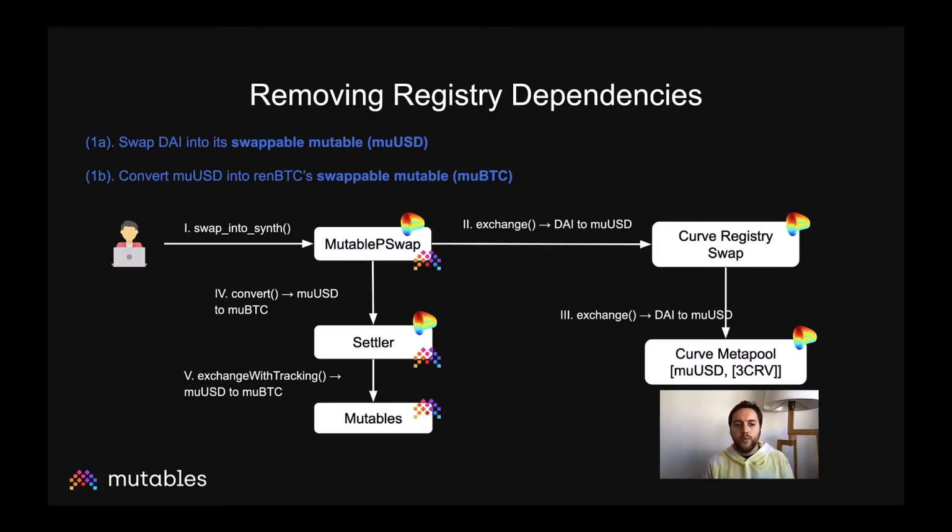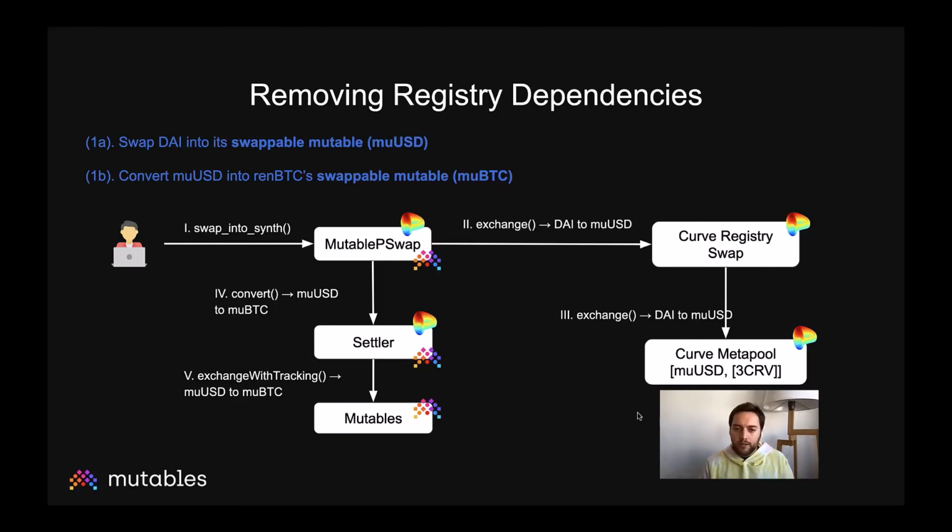As you can remember, we want to do DAI to REN BTC, and that's a Mutable Powered Swap that consists of 2 transactions, and the first transaction is 2 steps. As you can see here, in the first step, the user calls the swap into synth function on the Mutable Powered Swap contract. Then, before removing the registry dependency, the Mutable Powered Swap contract was going to call, in step 2, the core registry contract, and then it is the core registry contract that calls the exchange function of the Curve metapool.